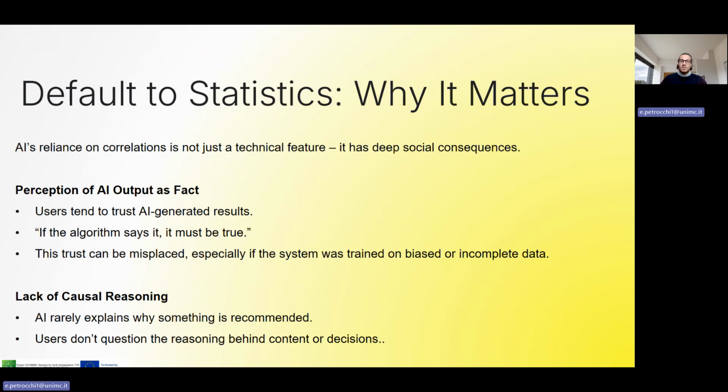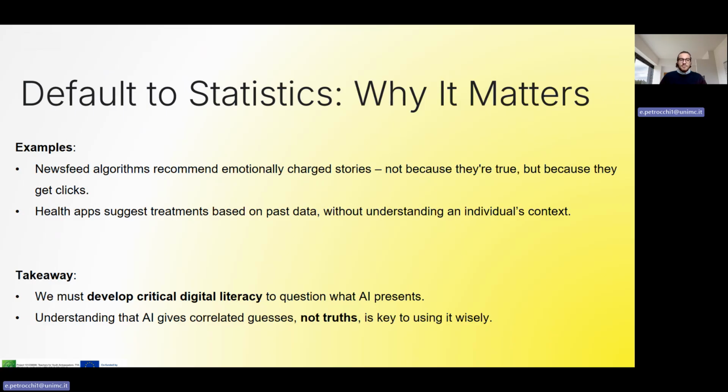And the problem is that users tend to trust AI-generated results. If the algorithm says it, it must be true. And this is not always correct, because we must always be aware that AI outputs are based on correlation and not on cause-effect relationships. And so the lack of causal reasoning is important, because AI rarely can explain why something is recommended. So users don't question the reasoning behind the content or decision, and this is one of the main problems concerning the relationship between AI and humans. Another example is the newsfeed algorithm that might recommend emotionally charged stories, not because they are true, but just because they get clicks. Or health apps that suggest treatments based on past data without understanding the individual context that might be super important for these kinds of suggestions.